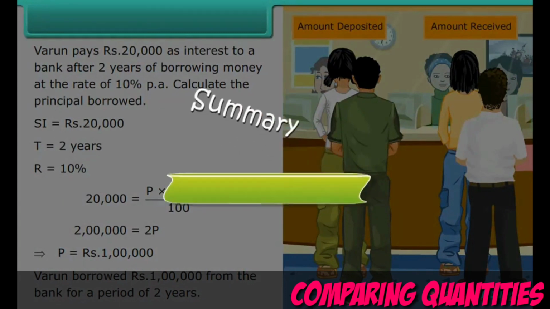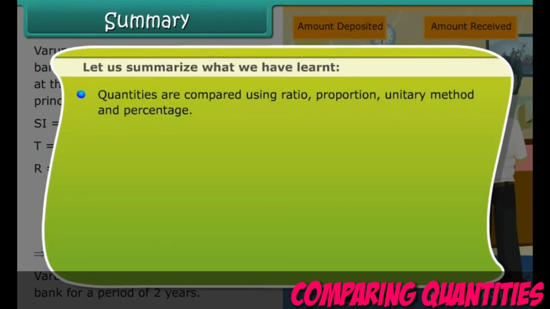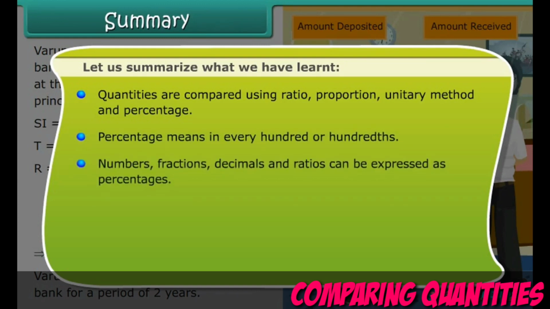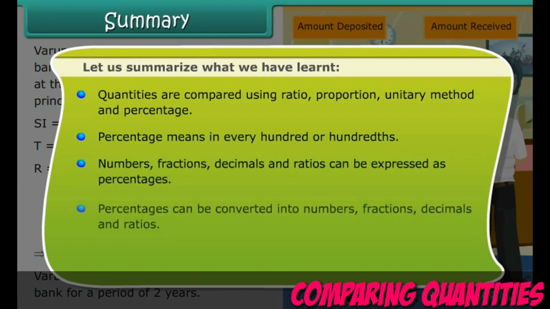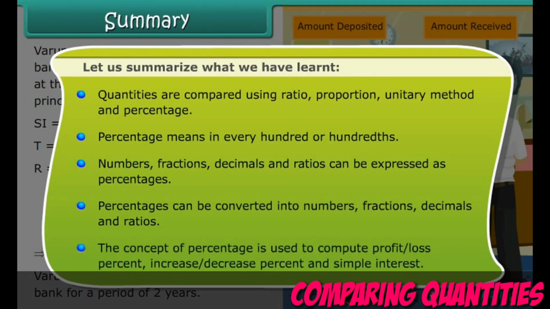Summary. Let us summarize what we have learned. Quantities are compared using ratio, proportion, unitary method, and percentage. Percentage means in every 100 or hundredths. Numbers, fractions, decimals, and ratios can be expressed as percentages. Percentages can be converted into numbers, fractions, decimals, and ratios. The concept of percentage is used to compute profit or loss percent, increase or decrease percent, and simple interest.